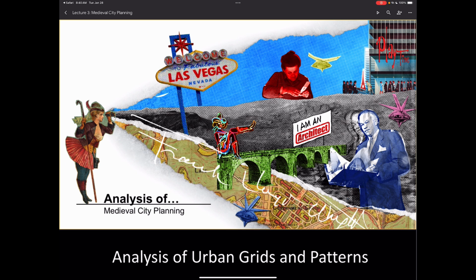All right, so we're going to get started. Today we're going to talk about our first lecture on city planning, and we are going to start with medieval city planning. We're going to see a lot of very interesting patterns, and hopefully you can begin to read city maps a little bit more deeply.